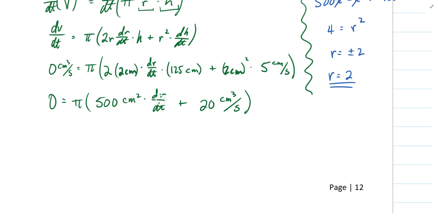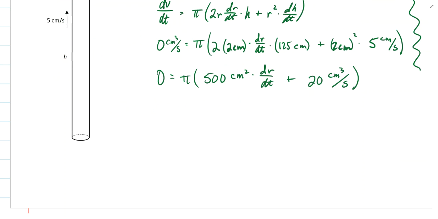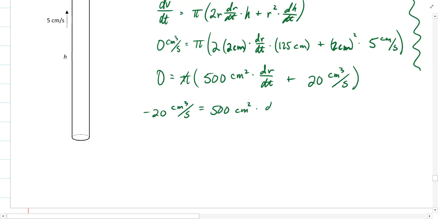And now we can go after dr/dt. We can divide both sides by pi, which effectively does nothing. 0 divided by pi is still 0. Then we could subtract our 20 cubic centimeters per second. So now we're dealing with -20 cubic centimeters per second equals 500 centimeters squared times dr/dt. And so if we're trying to isolate dr/dt, we can now divide both sides by 500 centimeters squared.